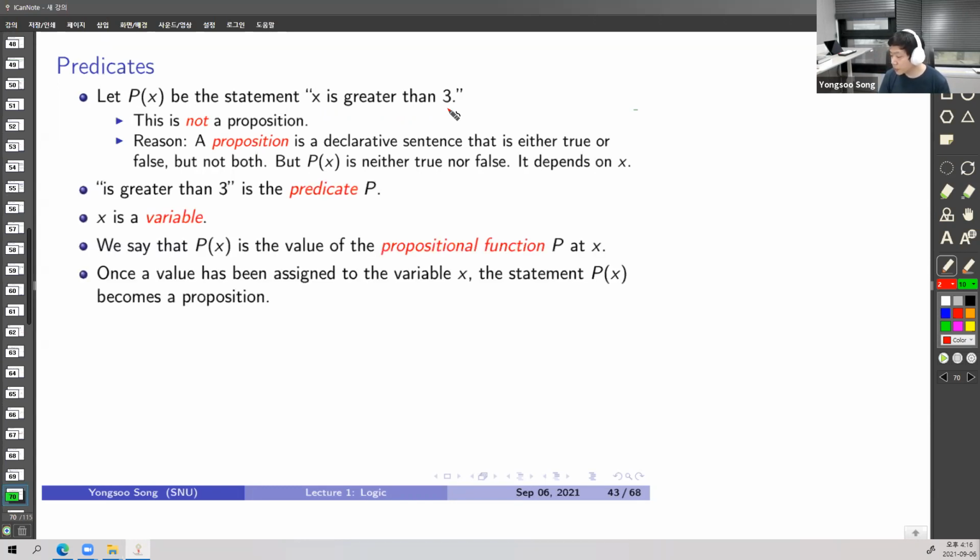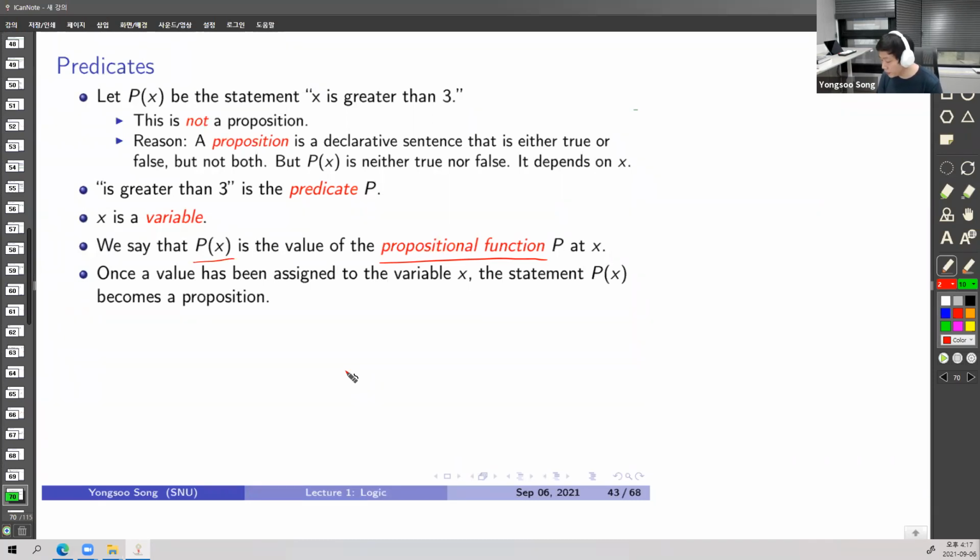So for example, if x is 4, then this statement is true, but if x is 2, then this is false. That's why P(x) is not a proposition yet. Instead, this is called a predicate, and x is a variable. P(x) is called a propositional function P at x. I remark that a propositional function is not a proposition, but it returns a proposition when a specific value is assigned to a variable.